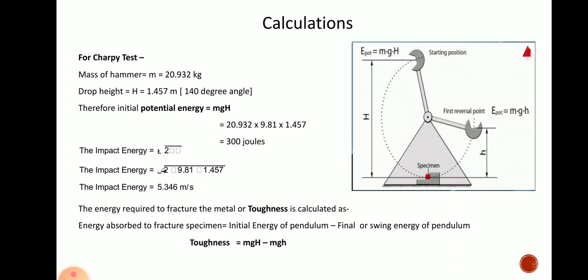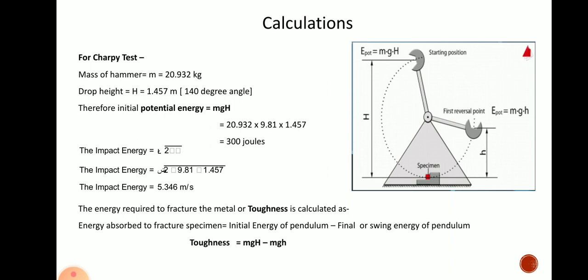After that there will be the initial potential energy at capital H height. That initial potential energy is equal to mgH. All the readings are known to you now: the mass of the hammer is known, the height is known, because for Charpy we raise the hammer to this height only, and acceleration due to gravity is 9.81. If you put in all the values you will get nearly 300 joules as the initial potential energy. So at that potential energy we are raising the hammer and then releasing it.